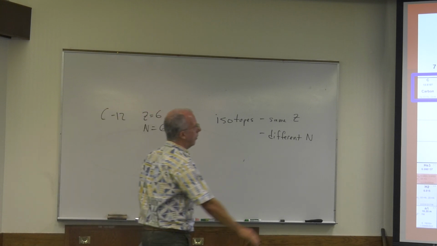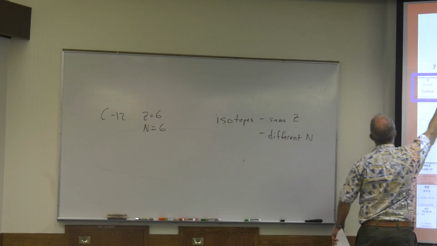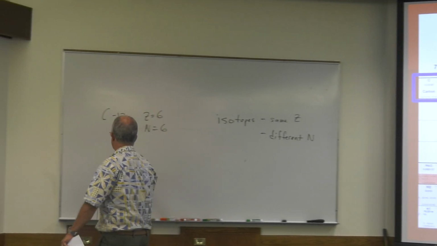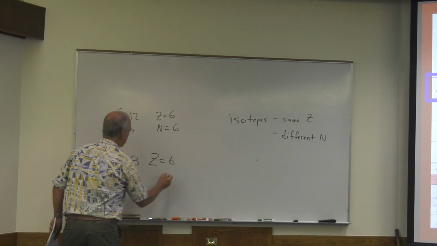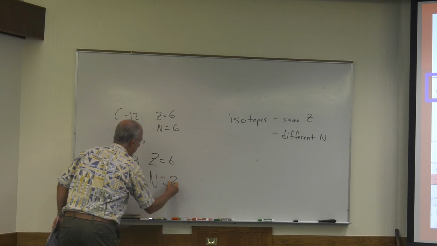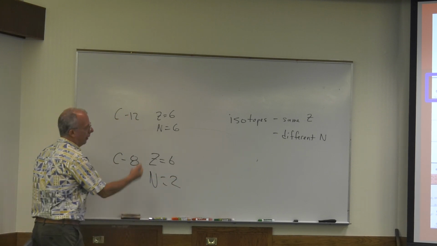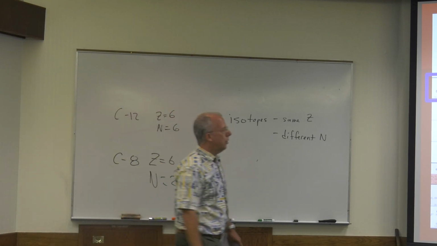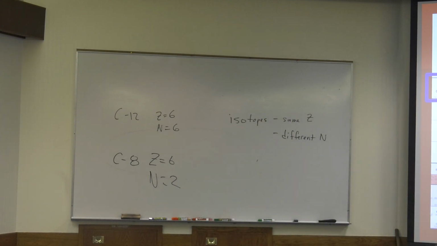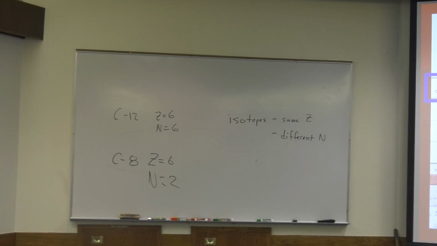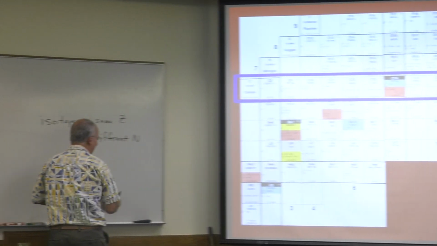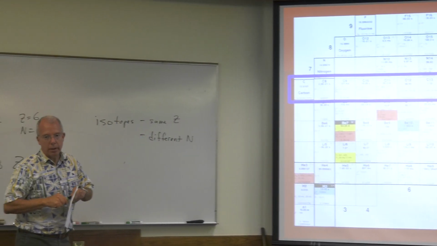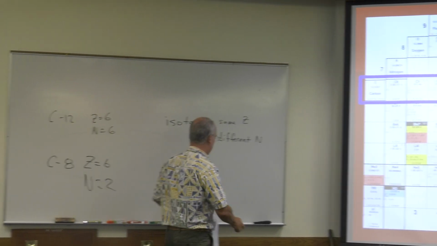Let's do carbon 8. Carbon 8, again, it's carbon, so it has Z equals 6, but the number of neutrons is only 2, right? And you can keep going. So these are called isotopes. And you can see all sorts of isotopes, right? And every isotope has different nuclear properties. That's why we care about this.